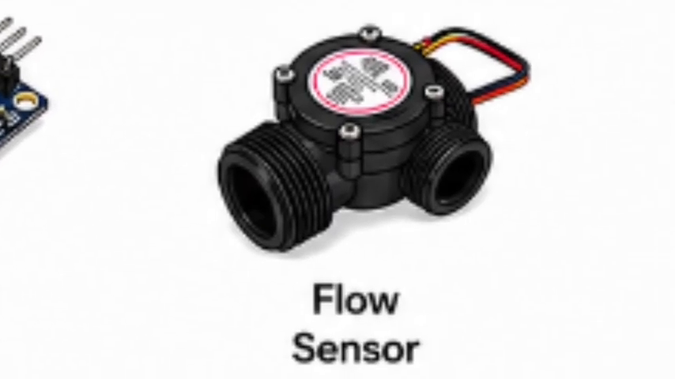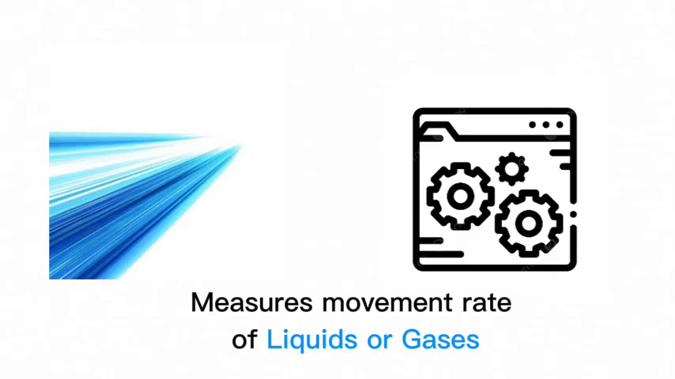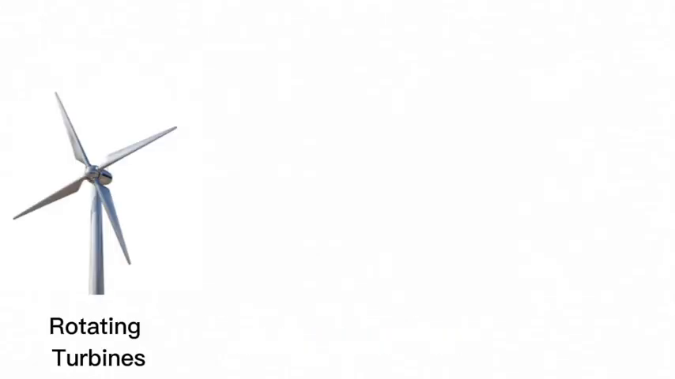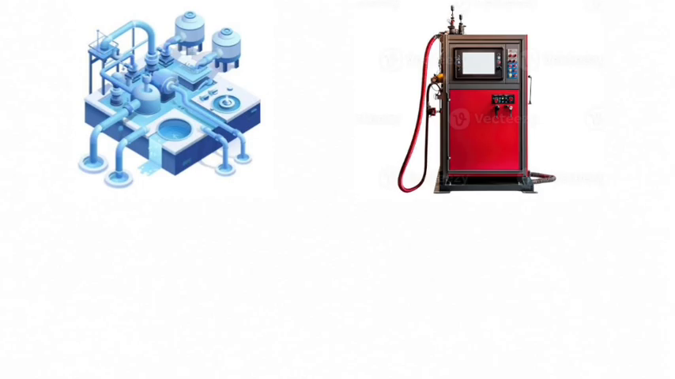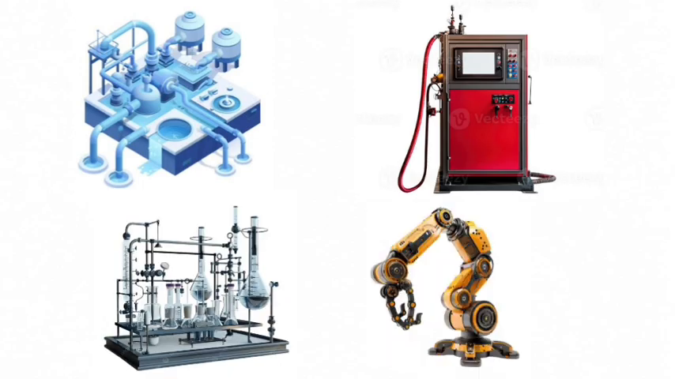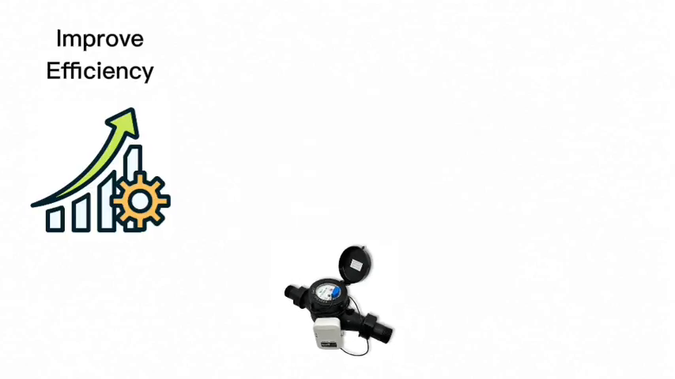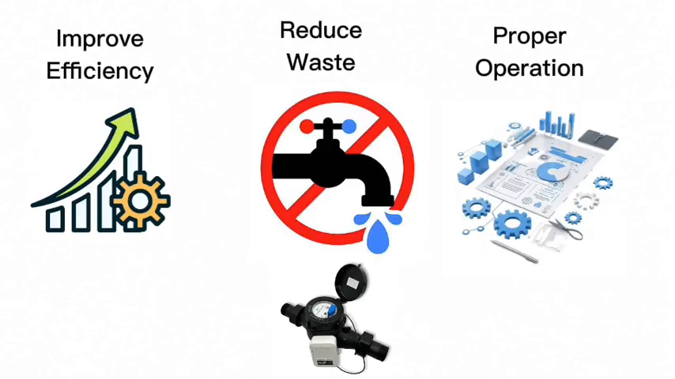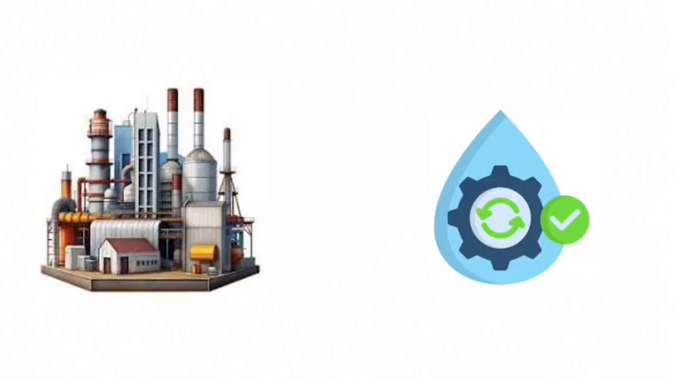Flow sensor. Flow sensors measure the movement rate of liquids or gases through a system. They can use rotating turbines, thermal methods, or pressure-based techniques to determine flow speed and volume. Flow sensors are essential in water distribution systems, fuel management, chemical processing, and industrial automation. By monitoring flow rates, they help improve efficiency, reduce waste, and ensure proper operation of complex systems. Accurate flow measurement is critical in many industries where precise control of fluids is required.